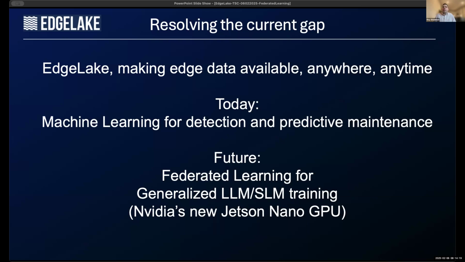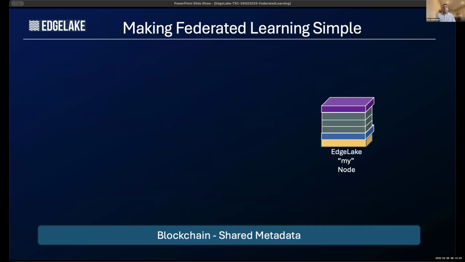And in the future, we're really excited to start looking into how we can use our platform and our framework to do generalized LLM and SLM training, so large language models and small language model training. And this is a really exciting opportunity for EdgeLake, especially given all the recent focus at the edge and NVIDIA's new Jetson Nano GPU that just came out a couple weeks ago. So I'm going to show you now how the federated learning pipeline works with EdgeLake.